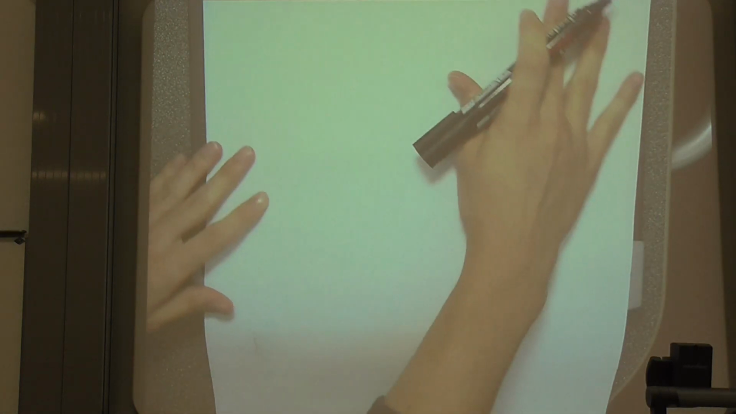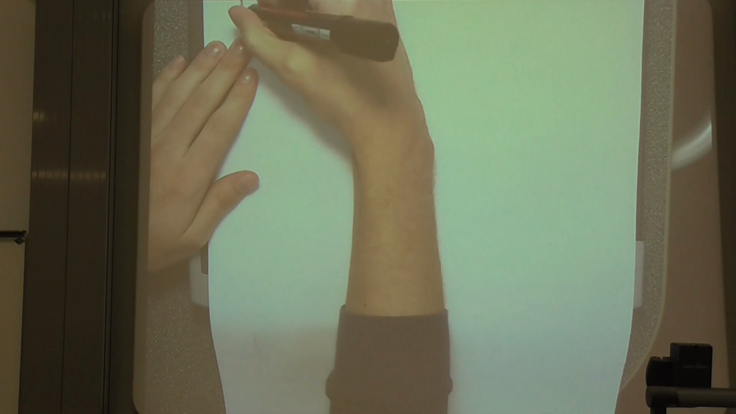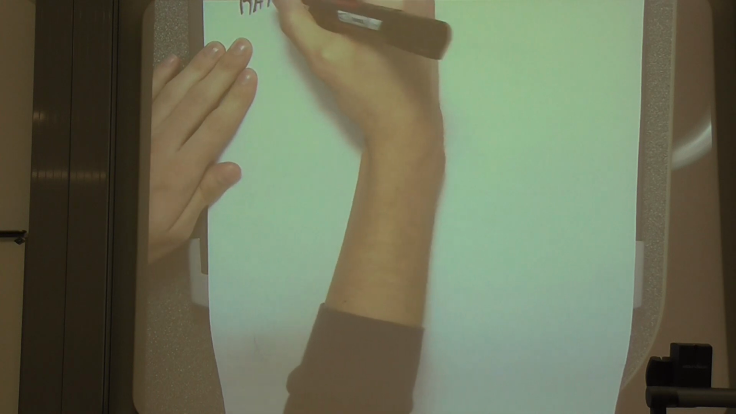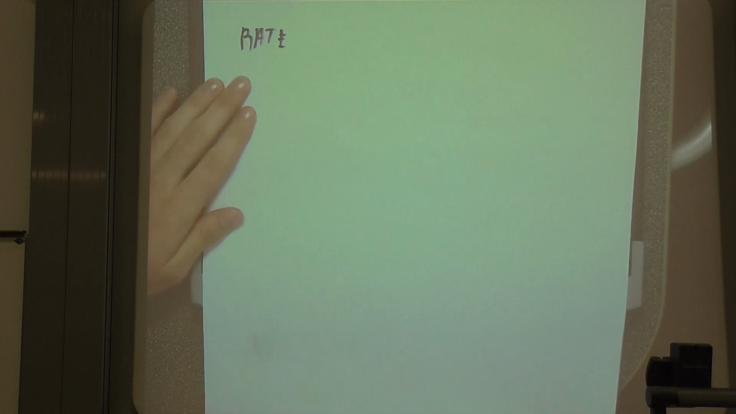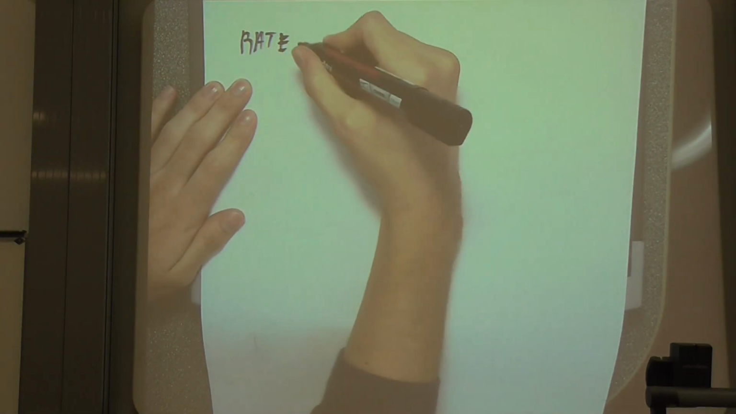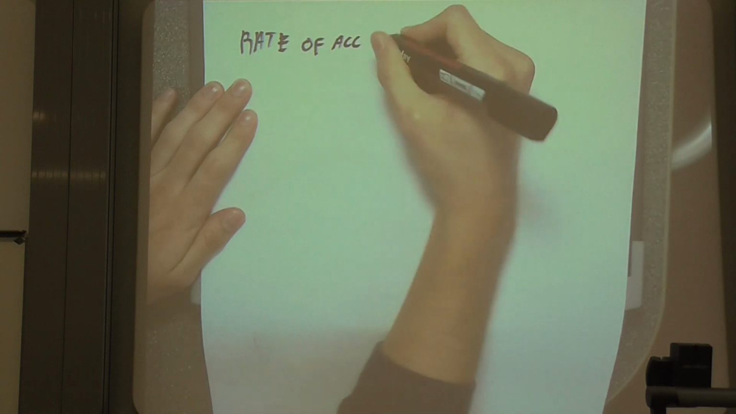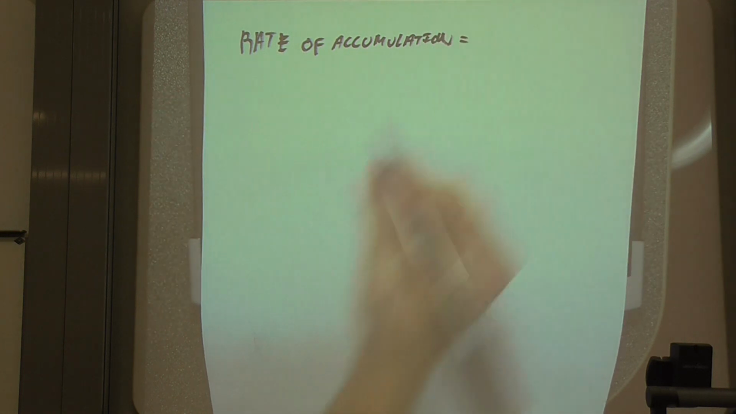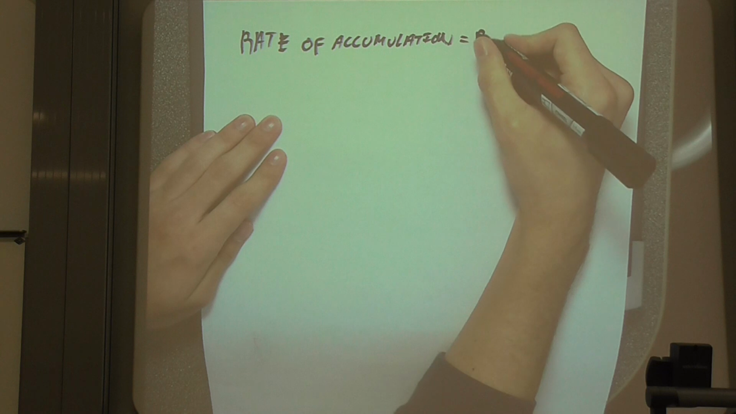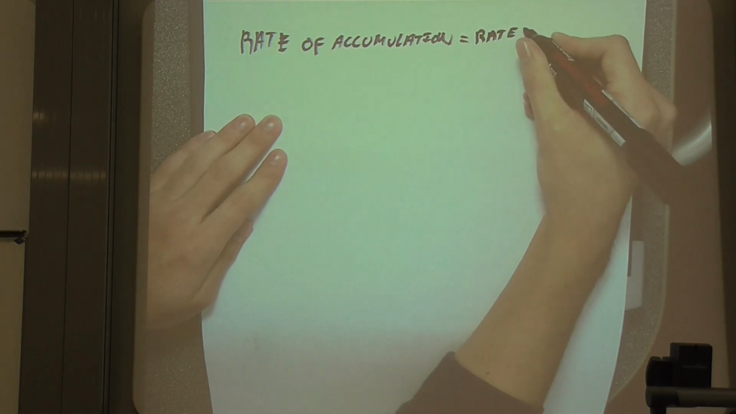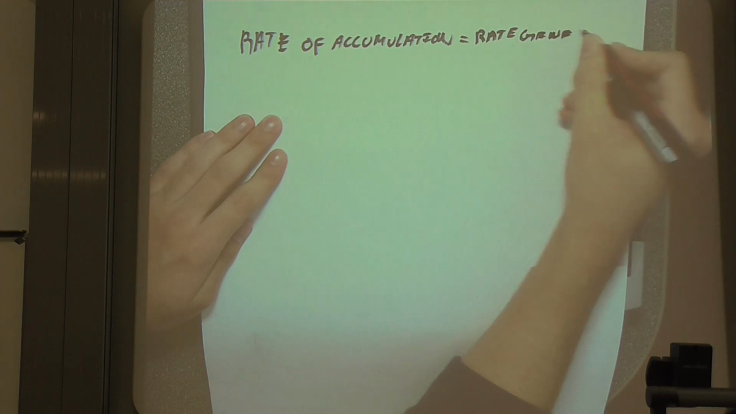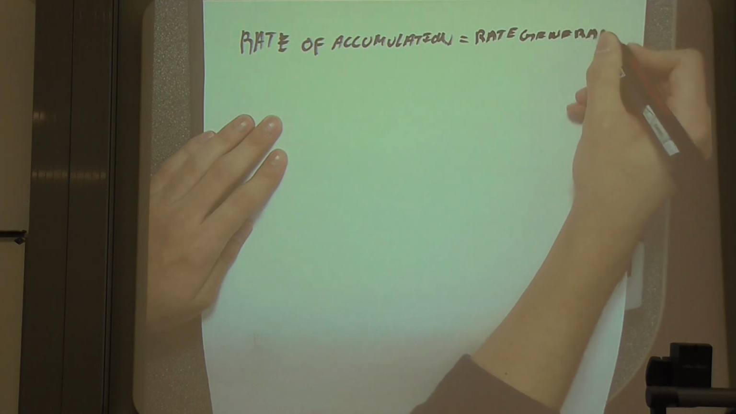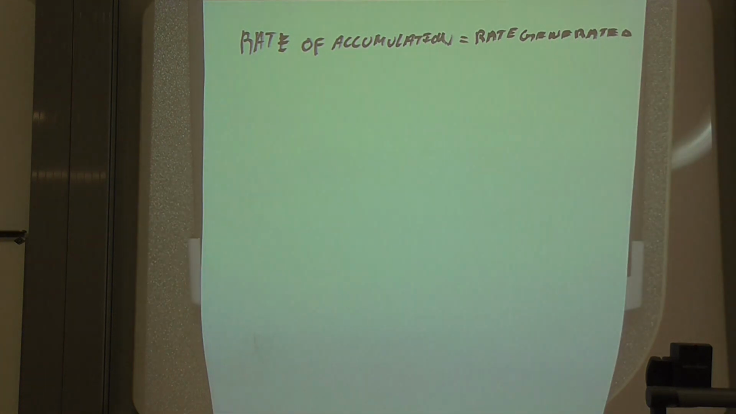that the rate of accumulation is equal to the rate generated. Now, this means that any new cell that appears within the batch reactor has to be generated within the reactor.